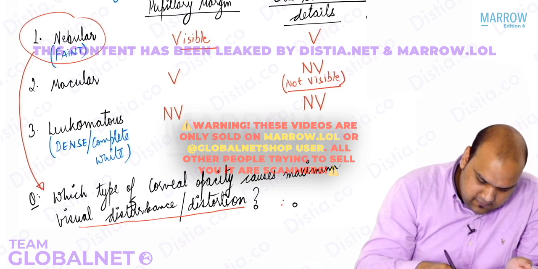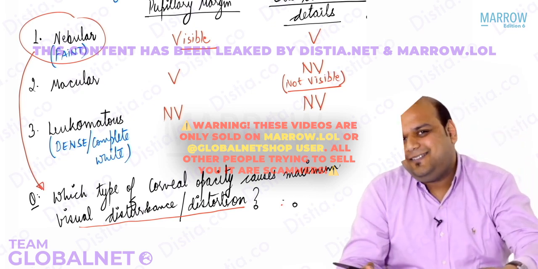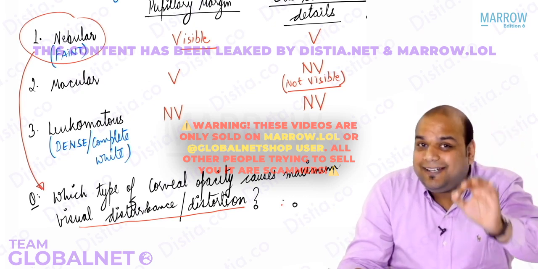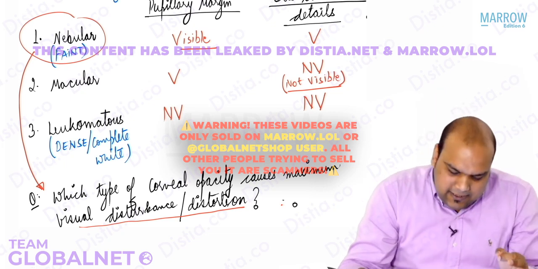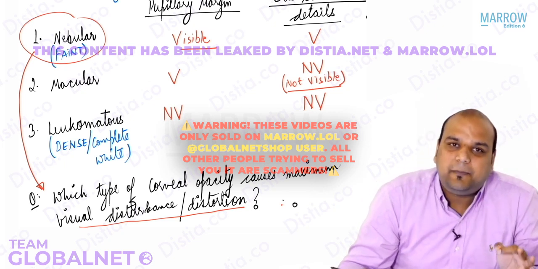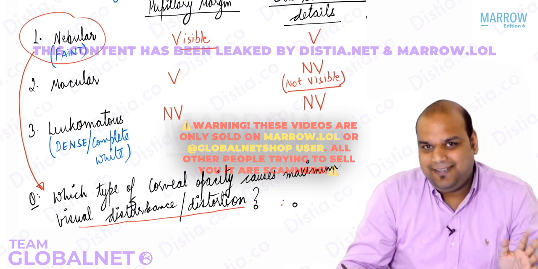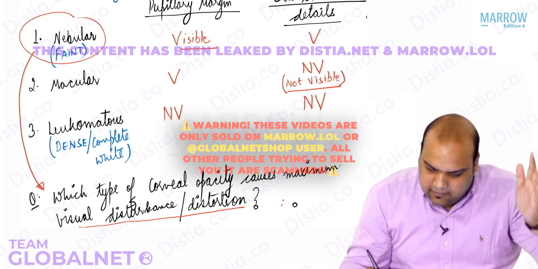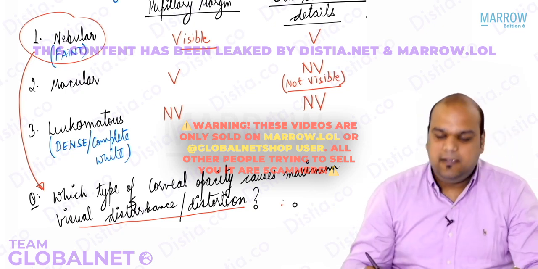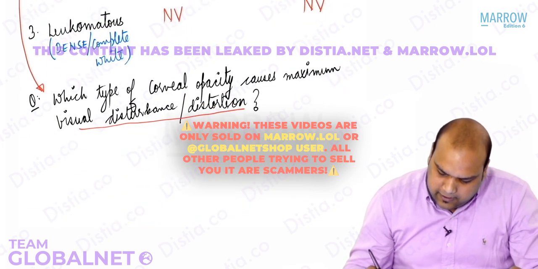Against our expectations, nebula, even though it is the faintest opacity, is the opacity which causes maximum visual disturbance or distortion of vision. Yes, guys? Now you must be asking, why, sir? Why this? So let me explain it to you in a very simple form here, everybody.